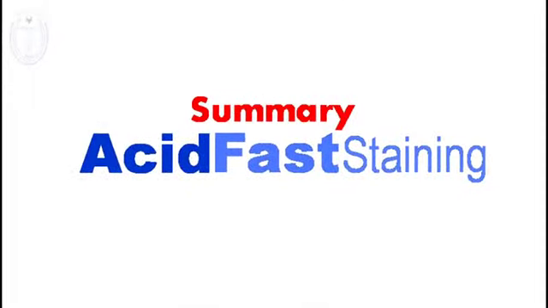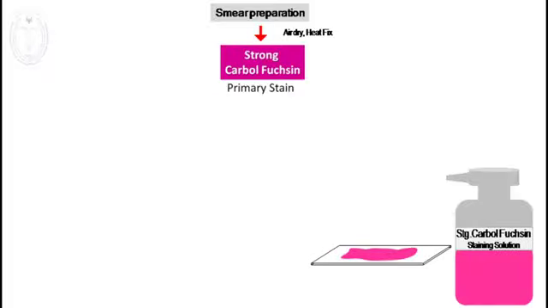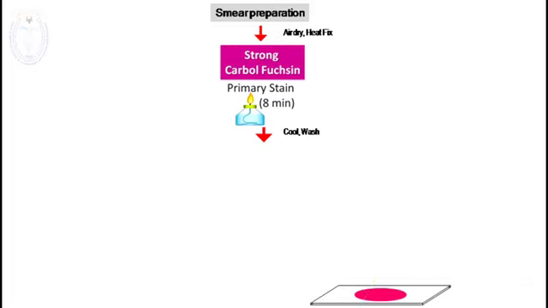Coming to the summary of the acid-fast staining technique. First, the preparation of the smear from the sample. After smear preparation, air dry and heat fix the smear. After fixation, add the strong carbolfuchsin staining solution over the smear. Heat the smear with the staining solution for 8 minutes. After 8 minutes, allow the slide to cool down, and then wash it with distilled water.